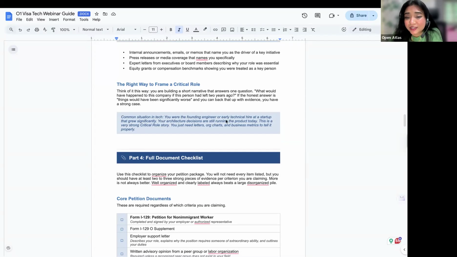You were the founding engineer or early technical hire at a startup that grew significantly. Your architecture decisions are still running the product today. This is a very strong critical role story. You just need letters, org charts, and business metrics to tell it properly.